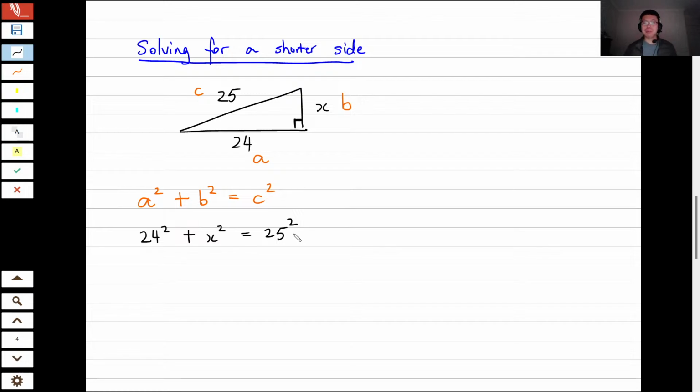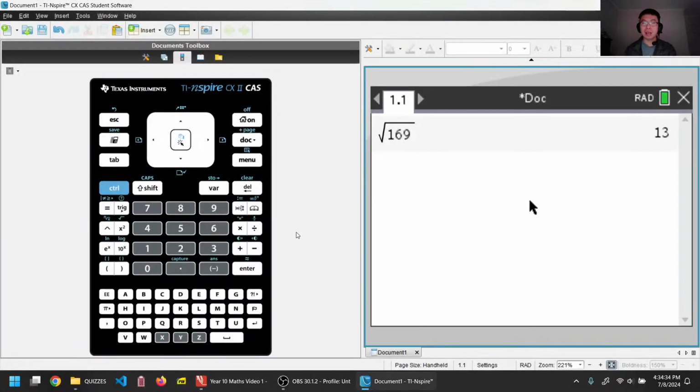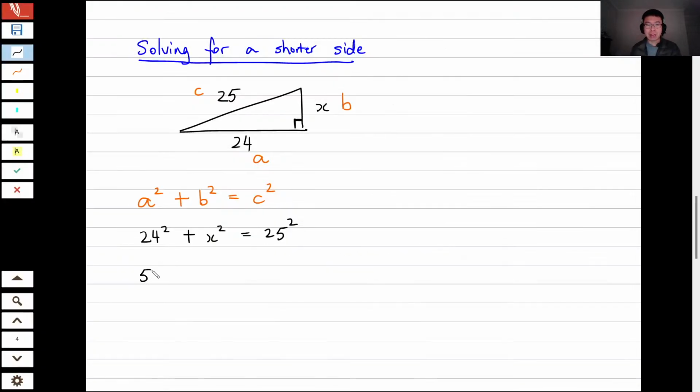Now, you might know your times tables up to 12 times 12. You probably don't know 24 times 24, although you might have strategies to work it out. You're welcome to just use a calculator. If you've done a lot of these calculations, you'll end up memorizing the numbers. So 576 plus x squared equals 625.